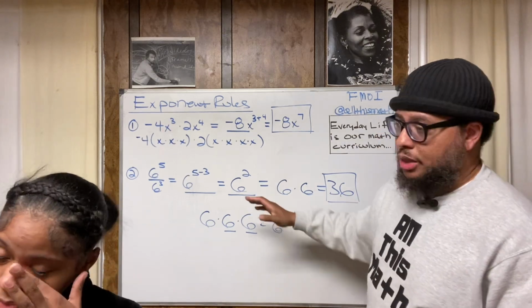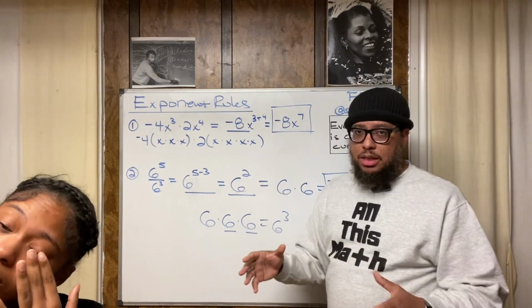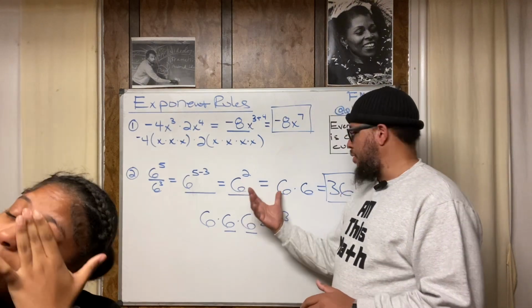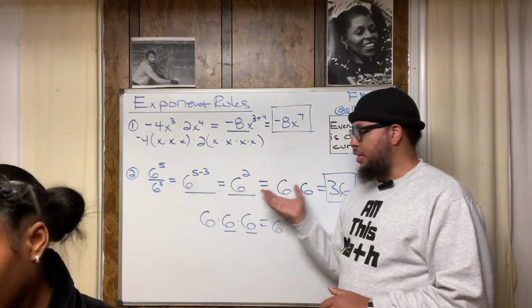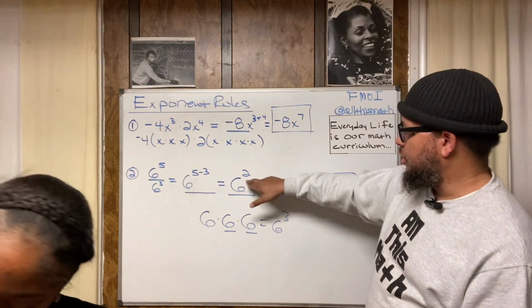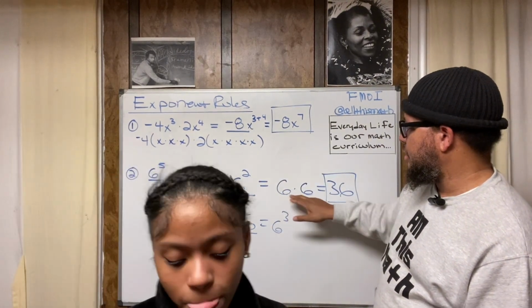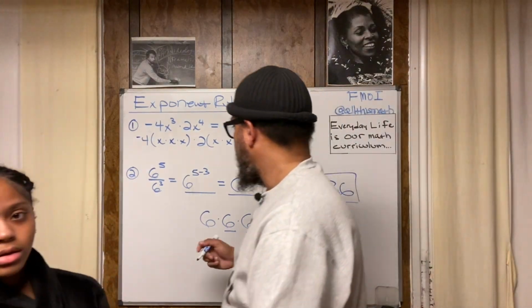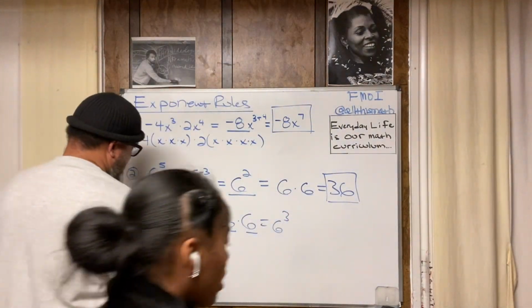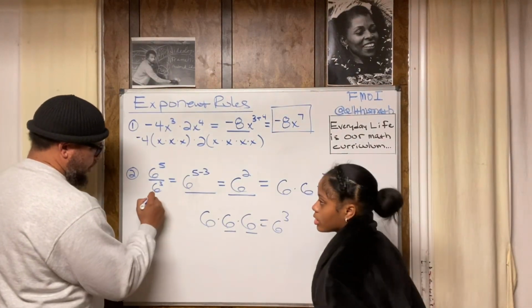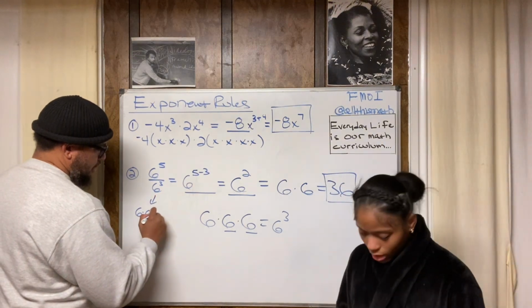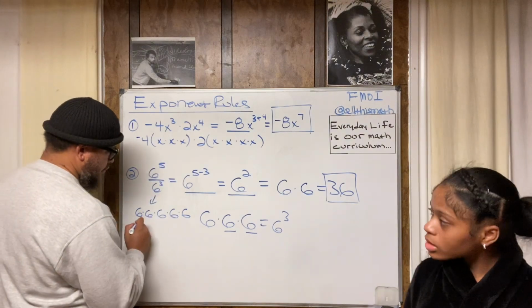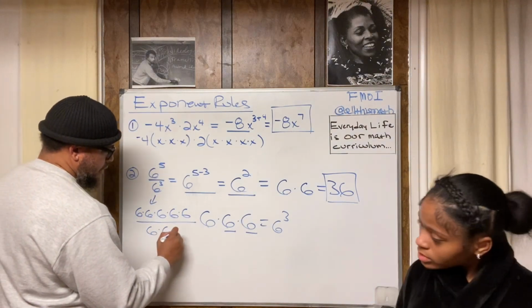But anyway, the exponent tells you how many of the base shows up in an expanded multiplication sentence. So 6 to the second power is 6 times 6. Let me show you something else real quick. Assata, watch this. 6 to the fifth over 6 to the third is equivalent to 6 times 6 times 6 times 6 times 6, that's 1, 2, 3, 4, 5, divided by 6 times 6 times 6.